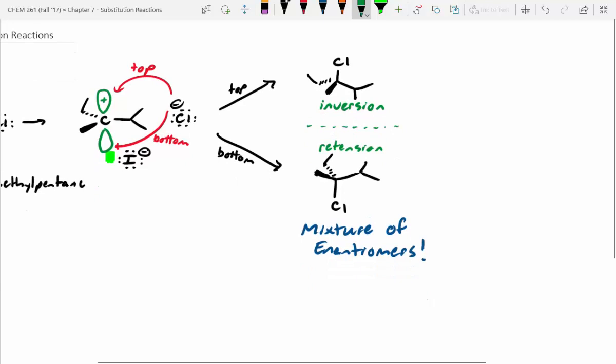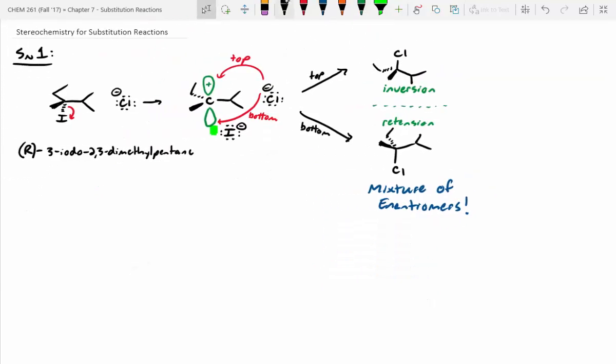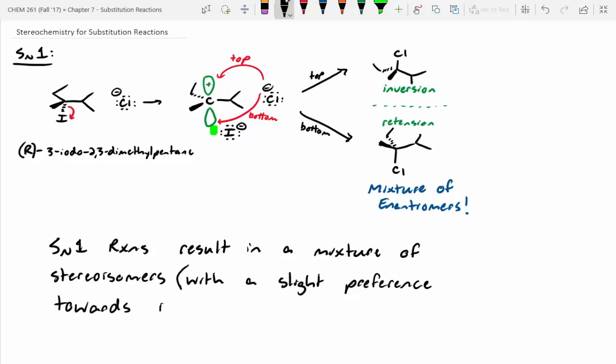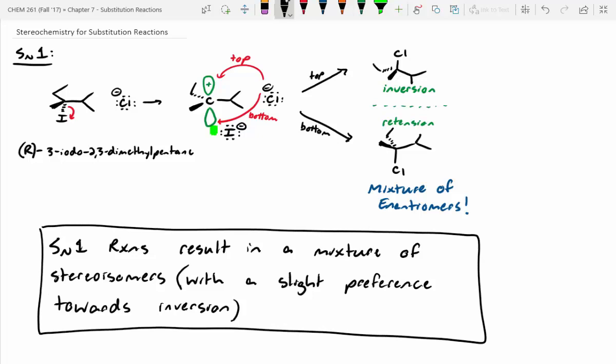So let's make a note of this, of kind of what's going on. So Sn1 reactions result in a mixture of stereoisomers with a slight preference towards inversion. Why didn't I say a mixture of enantiomers?